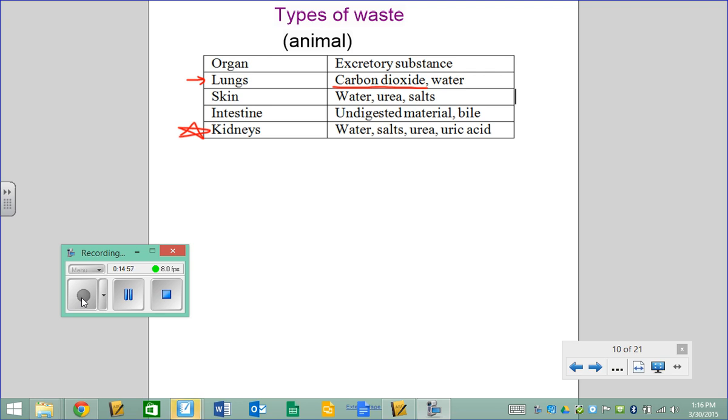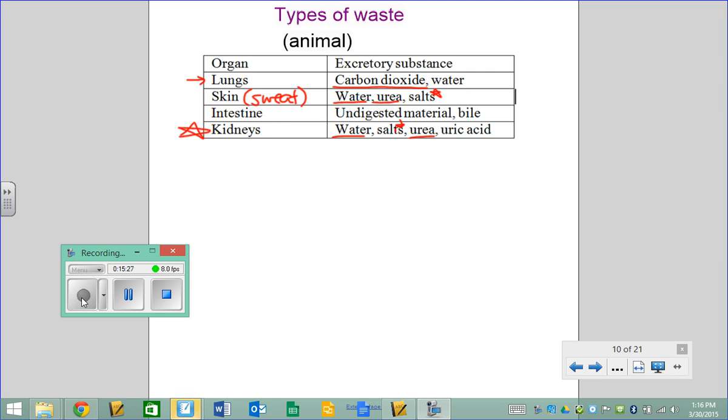Your skin produces waste. If you imagine the idea of sweat, every time you sweat, you are producing waste. And I want you to look at what your skin produces and compare that to what your kidneys produce, and notice how similar it is. Water comes out in both of them. So does urea. Now this thing where it says salts.